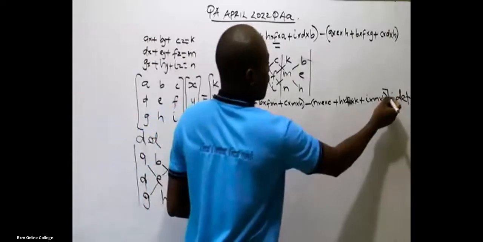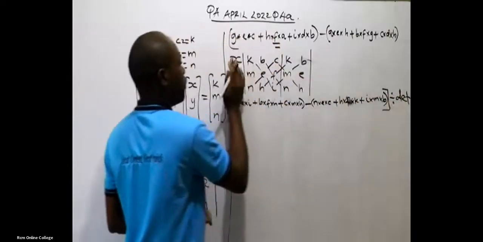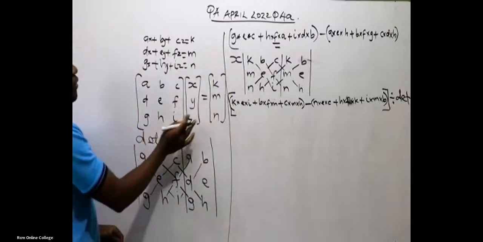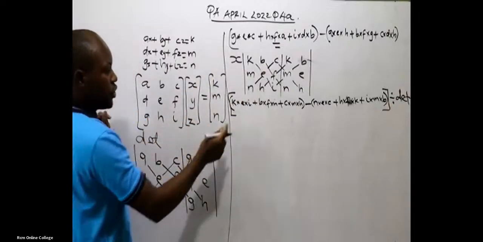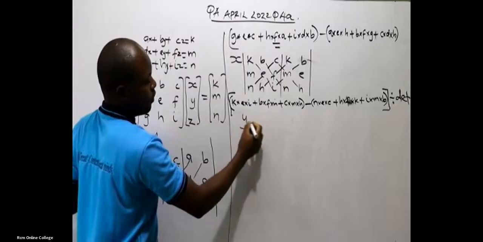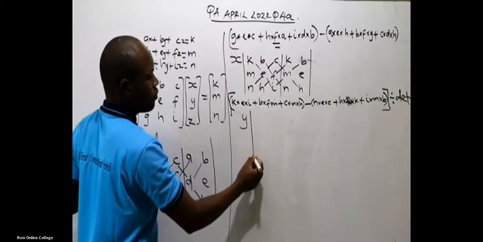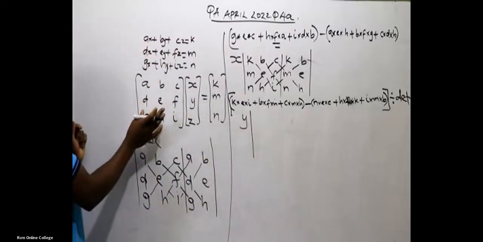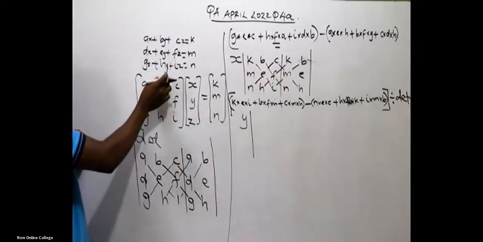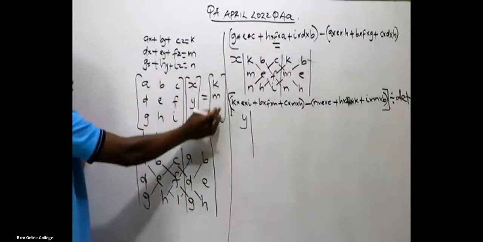So we replace, dividing it by the determinant to give you the value of x. How do I get the value of y? I'll repeat the same trend, right? So I'll come here for y. This is what I will do. This is the original, right? The original matrix is this one here. I'll be replacing the second column with the constant.